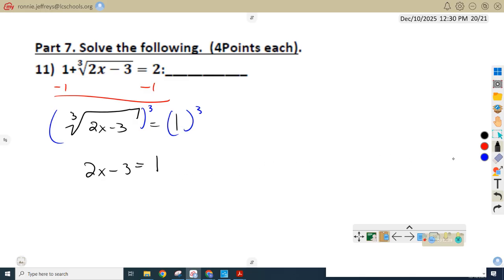Okay. Plus 3, plus 3. 2x equals 4. So x equals 2.